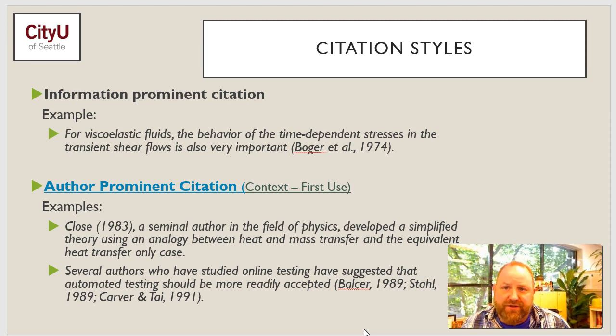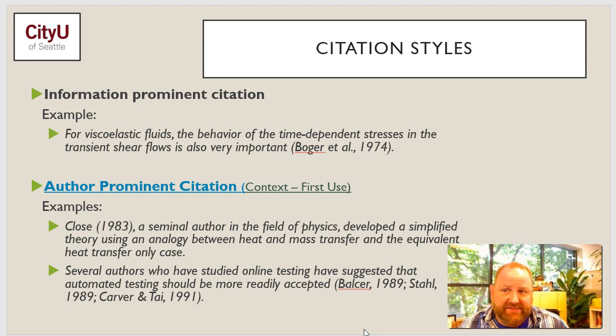So you can see in the first one, it's just information with a citation. The second one, you have the author in the sentence. It's an in-sentence citation. And we say, a seminal author in the field of physics, to tell me the context. Who is this person? Why am I mentioning them? Now, if you have several authors, you still want to introduce the context. What's the theme that holds these authors together, even if you're using them at the end of the sentence? Several authors who have studied online testing have suggested that automated testing should be more readily accepted. Boom, boom, boom. These are the authors.